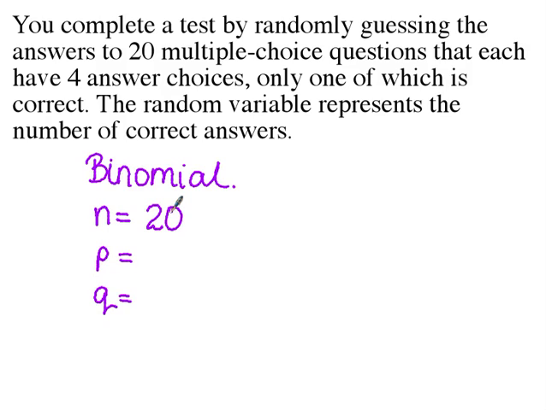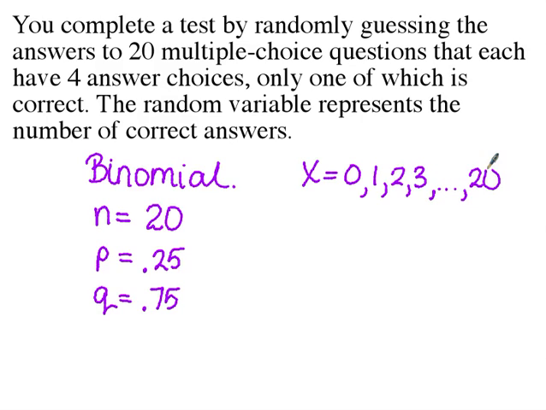Okay, P is my probability of success. What's my probability of success? 1/4, but I'm going to write that as 0.25. Does anybody know what Q is then? 0.75, yeah, 3/4. Okay, and so now we want to give all the different answers. The different answers on this one are either going to be correct or incorrect. So in this case, I can get 0 correct, 1 correct, 2 correct, 3 correct, all the way up until 20. So that's the values of the random variable.